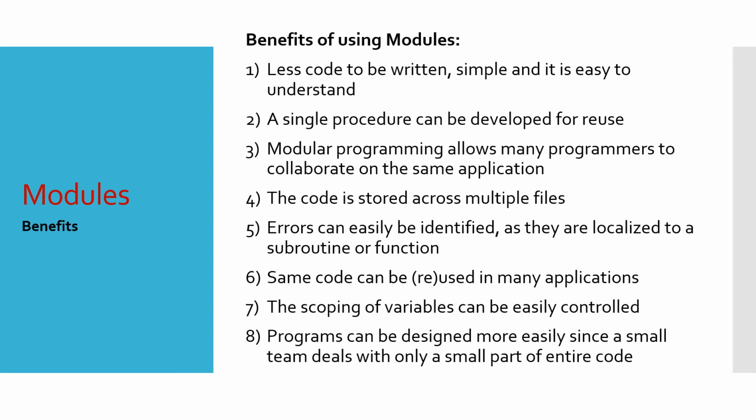And scoping of variables can be easily controlled. Yes, obviously you can do proper scoping: local, global, all kinds of types. The 4 types we learned, we can easily apply that. And obviously, programs can be designed more easily, since a small team deals with only a small part of the entire code. Yes, that is true.